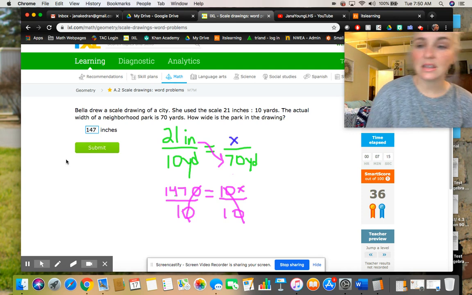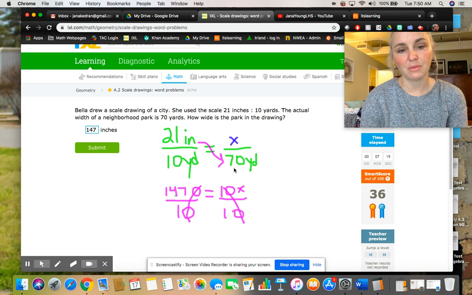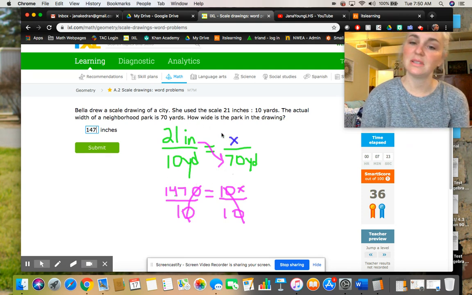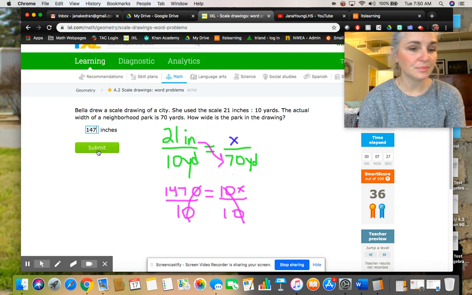You just set these proportions up. Yesterday in the video I talked about if you're going to go from here to here, that's times 7. So to go from here to here, that would be times 7. Okay, but you can always do it like this.